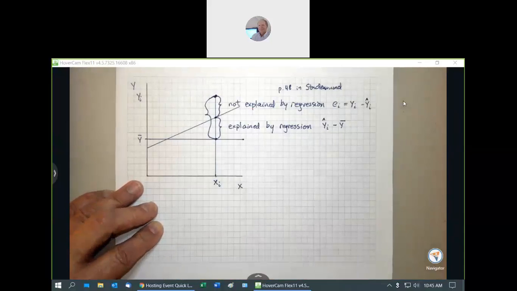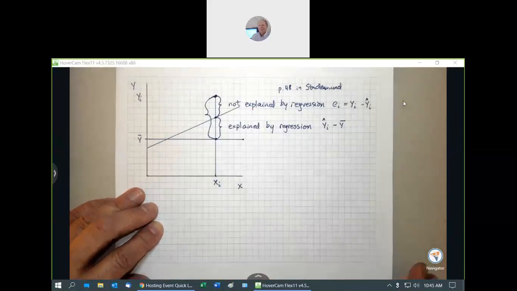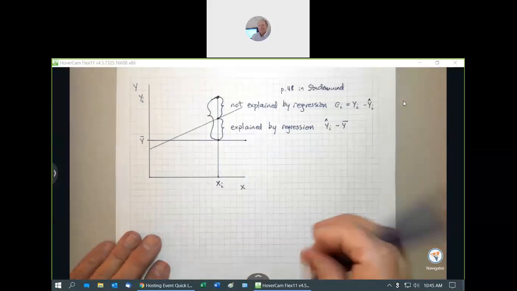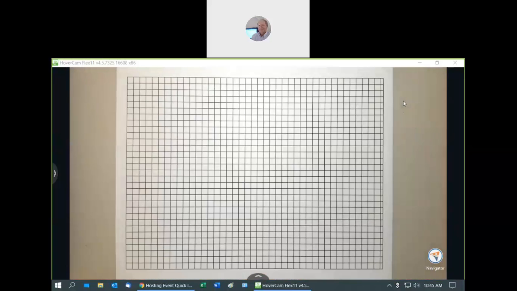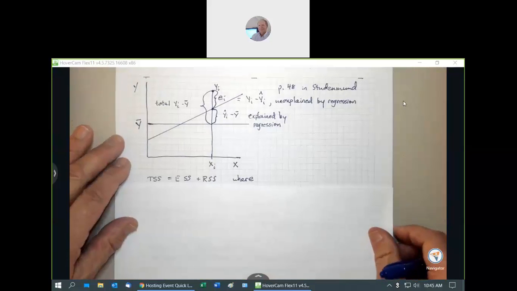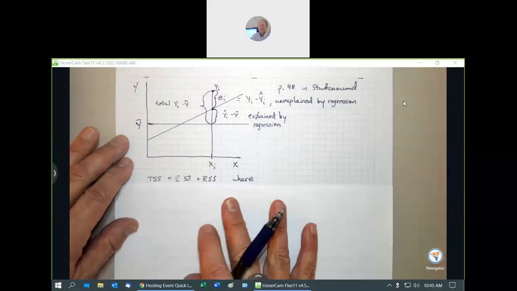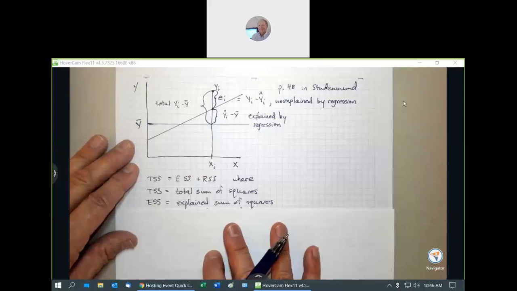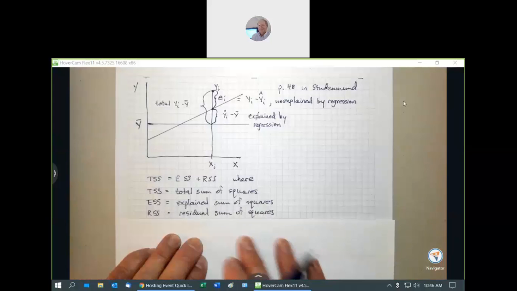Okay, let us have a look now at this total. In fact, let's just imagine taking those things and writing them with a slightly different kind of notation. And when we write them with a slightly different kind of notation, what we've got is this. That TSS equals ESS plus RSS. That the total sum of squares is equal to the explained sum of squares plus the residual sum of squares.